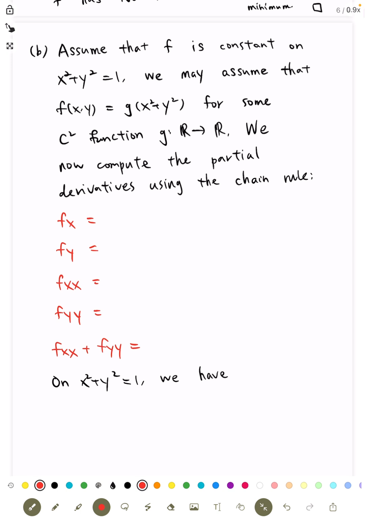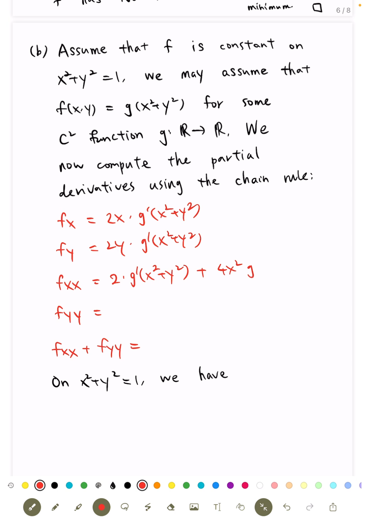From fxy equal to g of x squared plus y squared, we compute the partial derivatives using the chain rule. First we have fx equal to 2x times g prime of x squared plus y squared. The same is true for y. You have to be familiar with chain rules. So now we have fx, fy, fxx, and fyy.